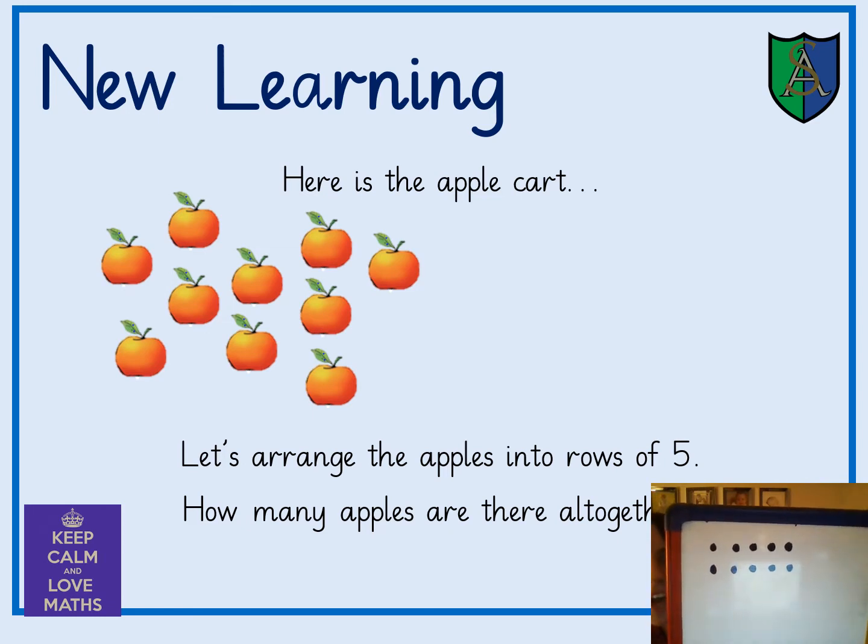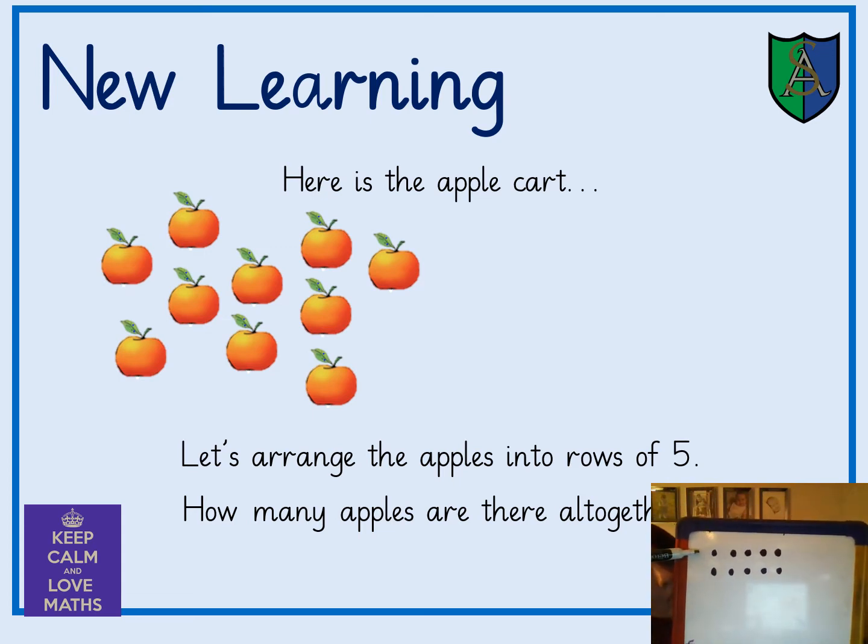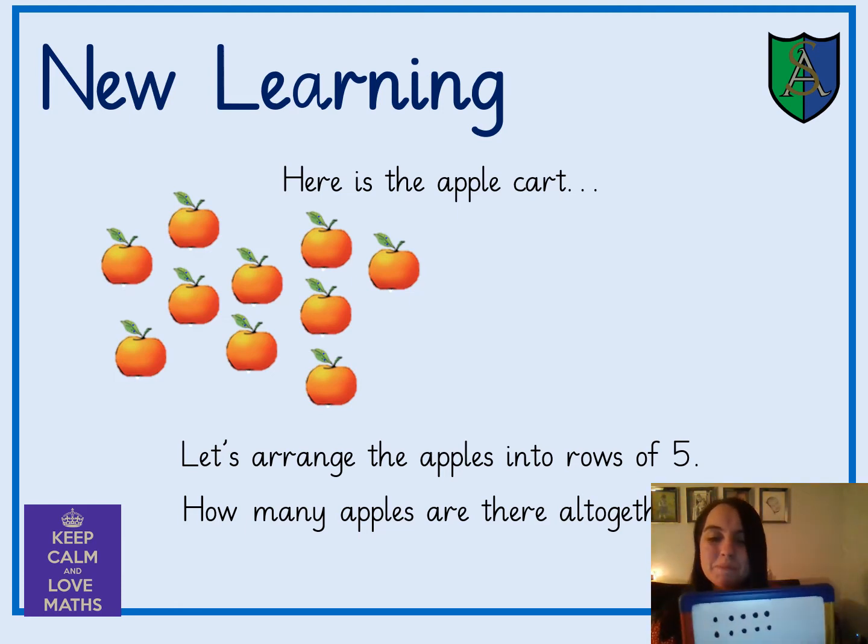Now take a look at mine and tell me how many rows there are, okay? So how many rows are there? There is 1 at the top and there is 1 here. How many rows are there? Brilliant! If you said 2, you would be correct. We have 2 rows with 5 apples on each row.